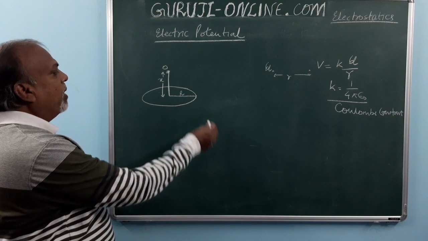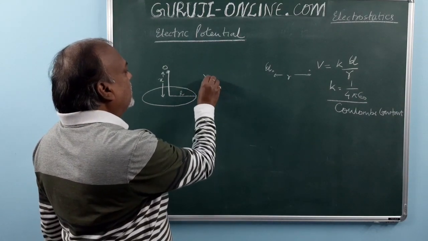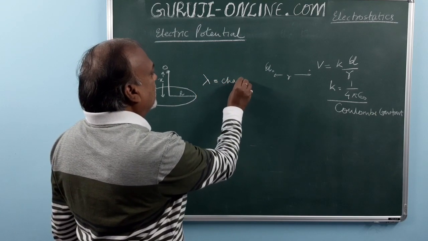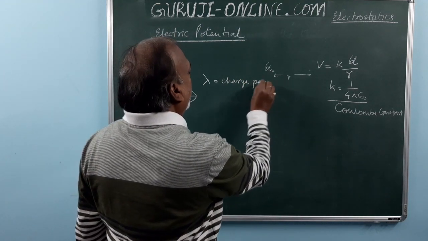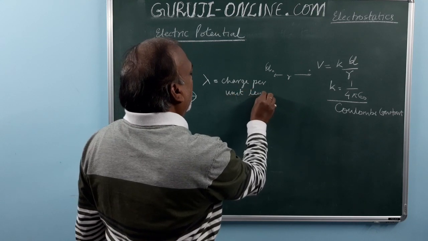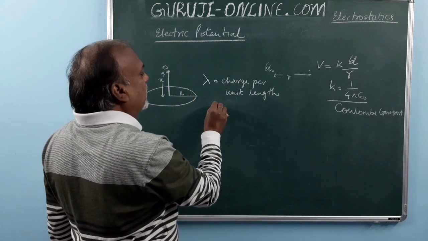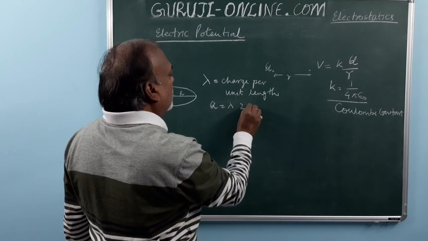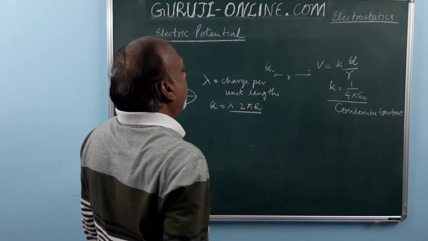So, suppose this lambda is charge per unit length. Then naturally your total charge will be lambda into 2 pi r.